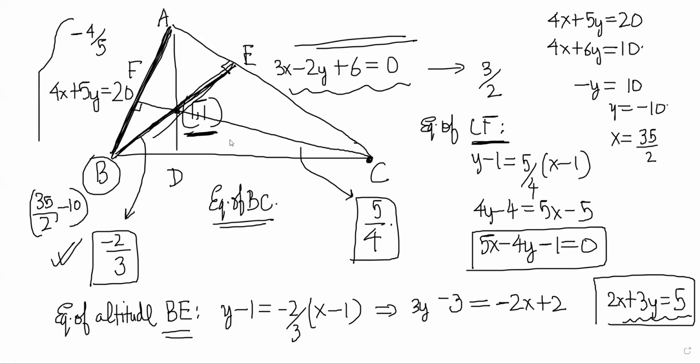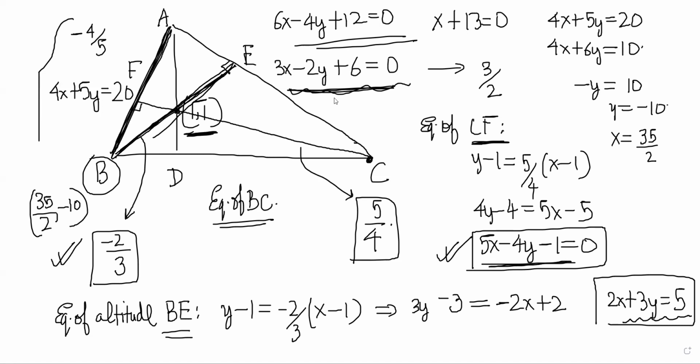How do I find the C point? By solving the line equations AC and CF, right? Equation of CF is this. Equation of AC is this, 3x minus 2y. So multiply this by 2, 6x minus 4y plus 12 is 0. And here you have 5x minus 4y minus 1 is 0. So subtract the two equations, the 4y will cancel, and you get x plus 13 is equal to 0. So x is equal to minus 13. And if x is minus 13, you have a minus 39 here, and y is minus 33 by 2. This is (minus 13, minus 33 by 2).